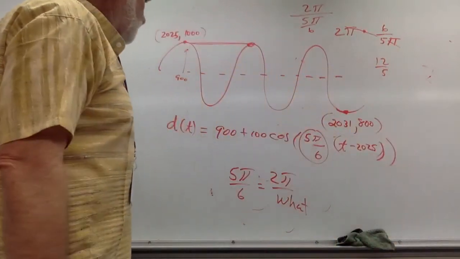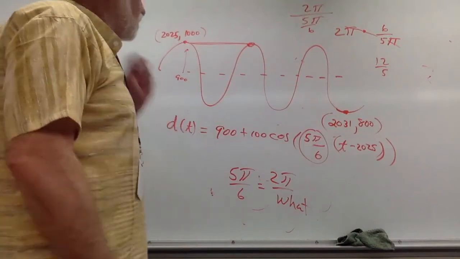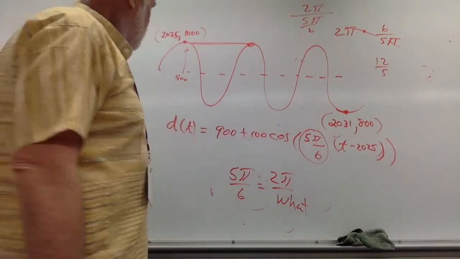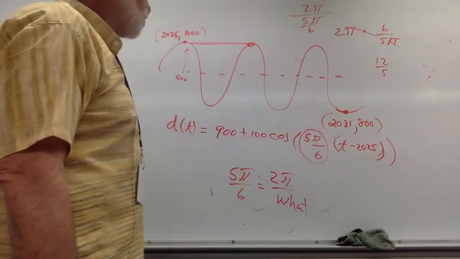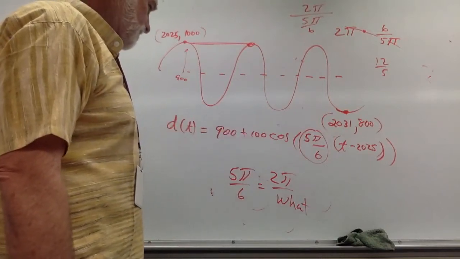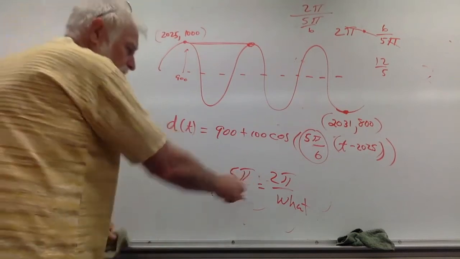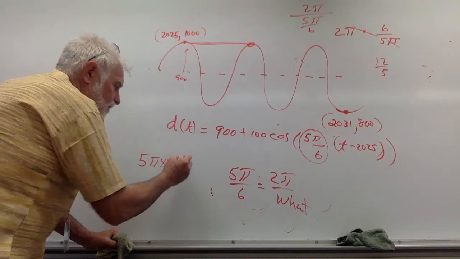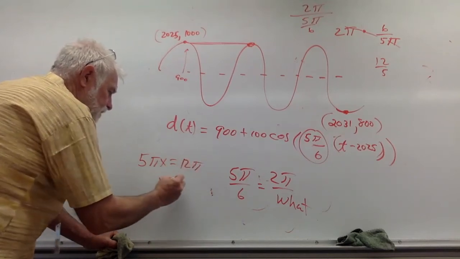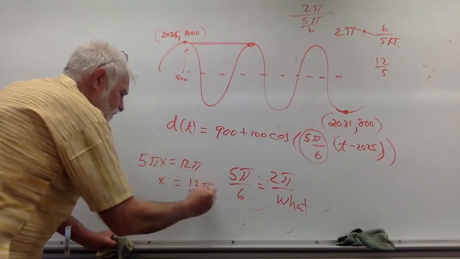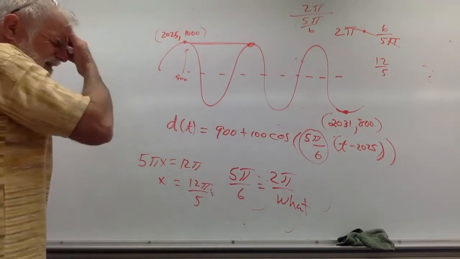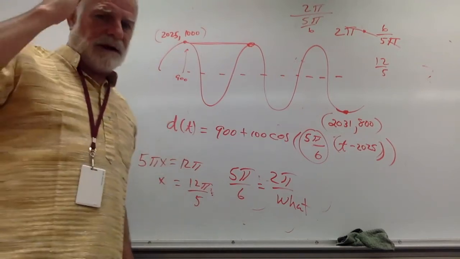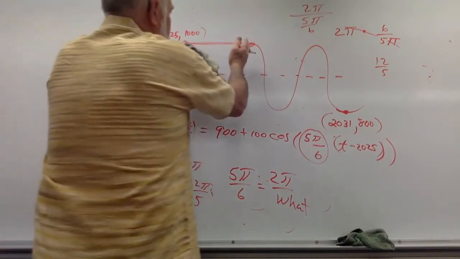I go, that didn't make sense to me. Every 5 years, I go 12 units on the x-axis. What did I just do that I didn't like? 5 pi over 6 equals 2 pi over what? Let's do this one. See the correspondence. So 5 pi x equals 12 pi. x is equal to 12 pi over 5 pi over... Oh, so I said it awkwardly. So it's 12 over 5, 2.4, right? So I'm a little tired here. So every 2.4 years, you've got one revolution.